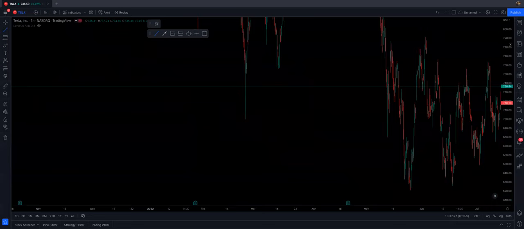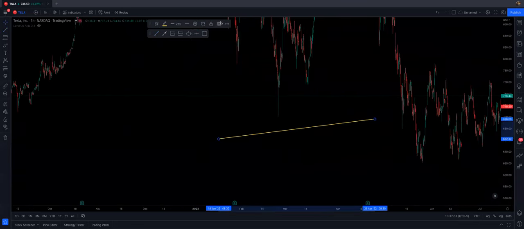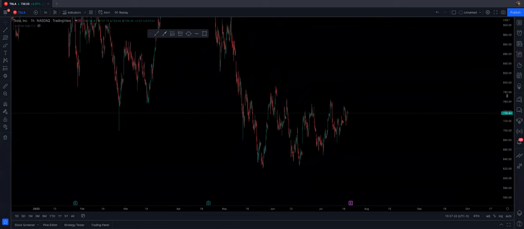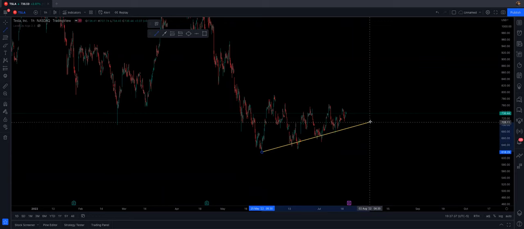Let's see. And you just go around here and you pretty much can find plenty of trend lines. You shouldn't run out of opportunities. So right here, we have a nice little trend line on Tesla.